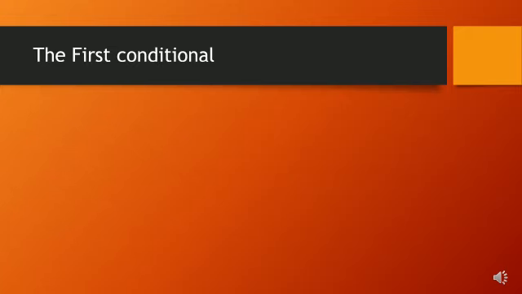Then we have the first conditional. We use the first conditional to talk about possible and likely future outcomes. Outcomes means results. For example, if he trains well, he will score many goals. Are we sure that he will score many goals if he trains well? No, we are not sure. But it's possible to happen. It can happen. It may happen.